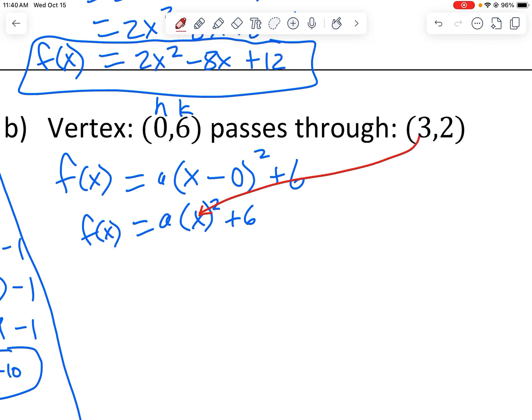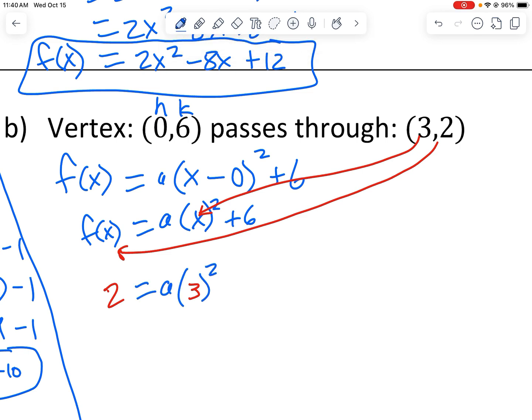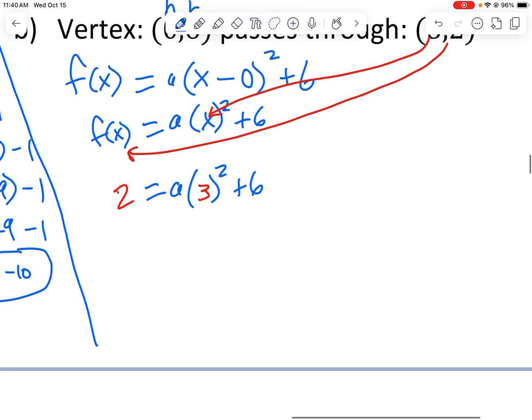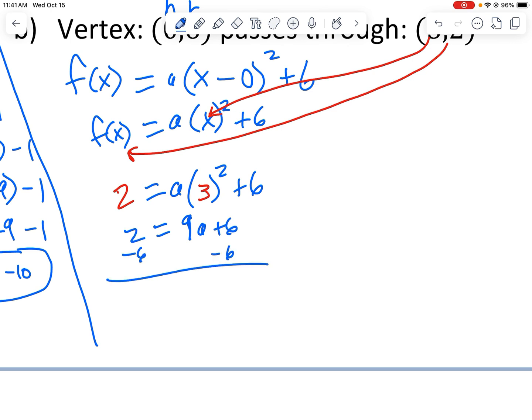3 goes here, and then 2 goes over here. So we can get 2 equals, sorry, a times 3 squared plus 6. 3 squared is just 9. So this is 9a plus 6 equals 2. Let's subtract the 6 over. Now we got negative 4 equals 9a. Let's divide by the 9. And now we got a is negative 4 ninths.